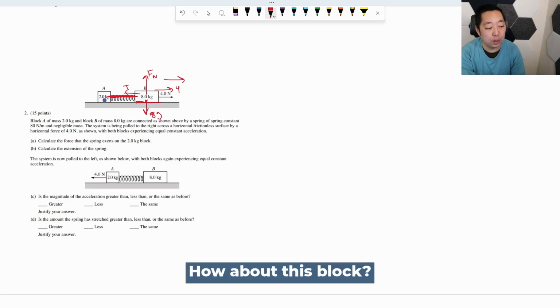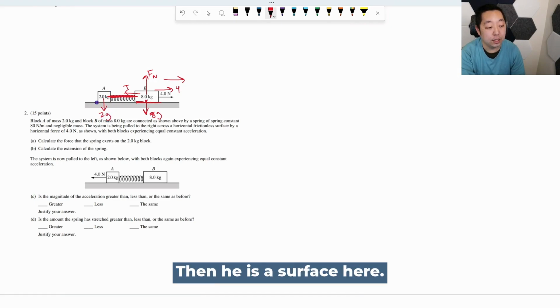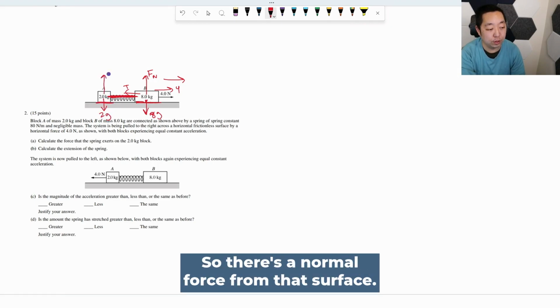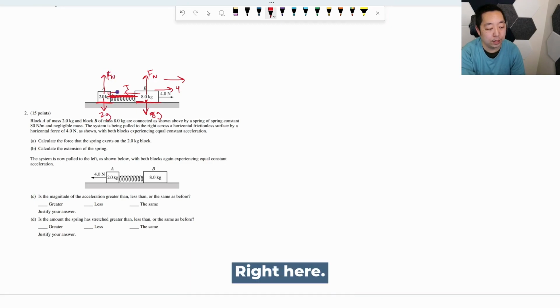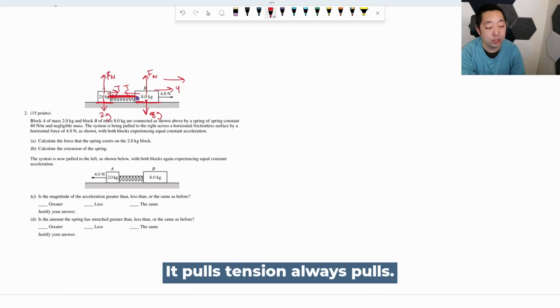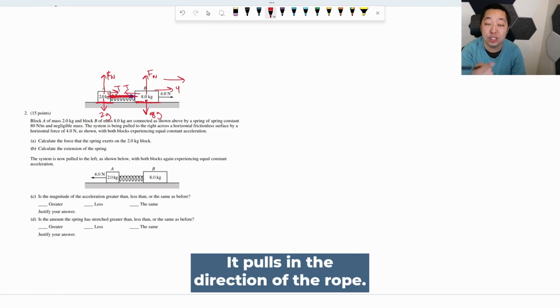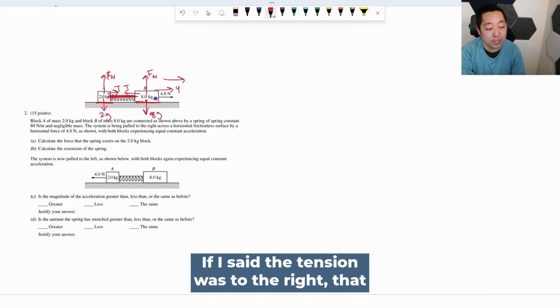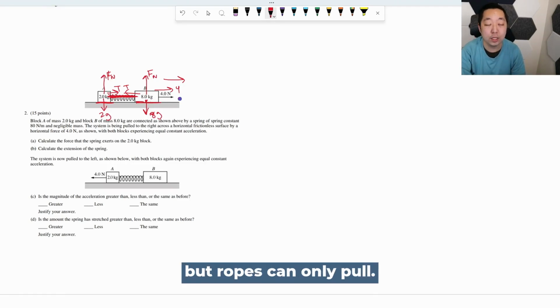How about this block? Well, he's got 2g, he's got gravity going down, m times g. Then he has a surface here, so there's a normal force from that surface. Then what else is touching it? The rope right here, and so there's a tension to the right. Tension always pulls. So for this free body diagram, pulling means it's to the right. For this guy, pulling means to the left. It pulls in the direction of the rope. If I said the tension was to the right, that would be pushing the block to the right, but ropes can only pull.